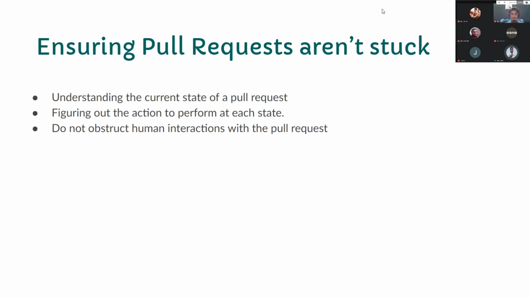Okay, so while Oppiabot does all these things, it might get frustrating if a reviewer is trying to assign the PR author and then Oppiabot gets in the way of the reviewer. So before Oppiabot tries to do anything, we need to understand the current state of the pull request in order to figure out what action to perform at a particular time, so as not to obstruct human interactions with the pull request.